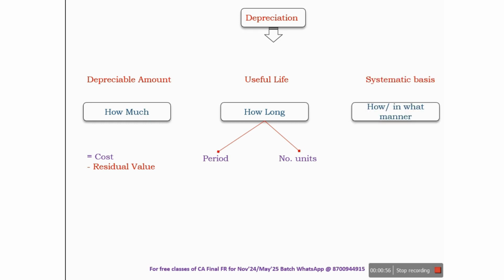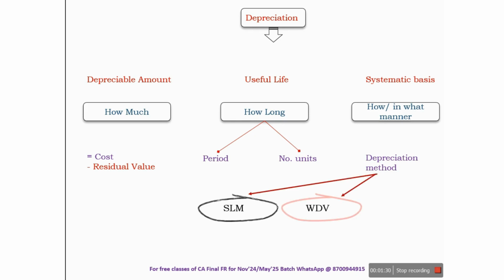And the third parameter is the systematic basis on which depreciation should be allocated. Ind AS 16 does not prescribe any specific method for depreciation purposes. Rather, it requires that the depreciation method used should reflect the pattern in which the asset's future economic benefits are expected to be consumed by the entity. So there are a variety of depreciation methods that can be used: SLM method, WDV method, or unit of production.